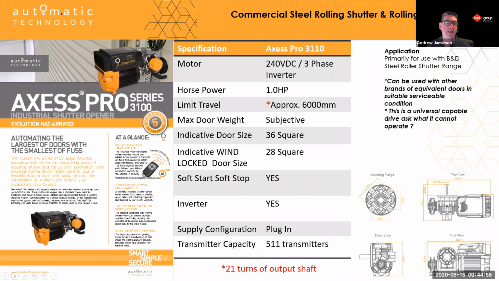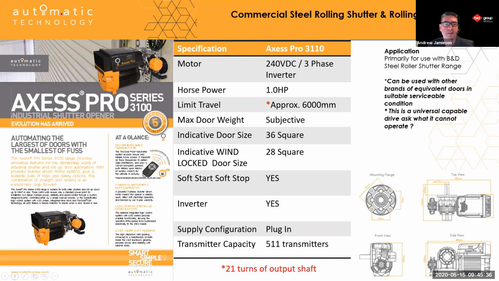And if we step through once again, model by model, we're going to talk about the hero of the range, because it is that special. We have the inverter with all of those features I've outlined. We're talking about the specs in the center. So we're saying it's the inverter model, 1 horsepower, in an appliance. The square meterage is 36 square, 28 with wind lock. It's got the soft start, it's got the inverter, it is plug and play, and it has that 511 transmitter management in that Logic control if purchased that way.